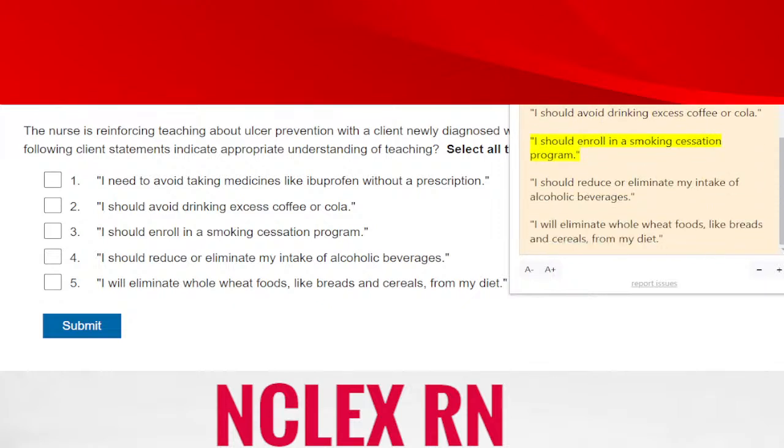I should enroll in a smoking cessation program. I should reduce or eliminate my intake of alcoholic beverages. I will eliminate whole wheat foods, like breads and cereals, from my diet.